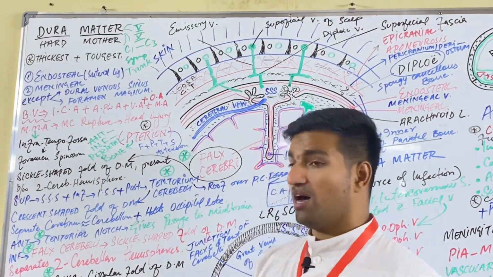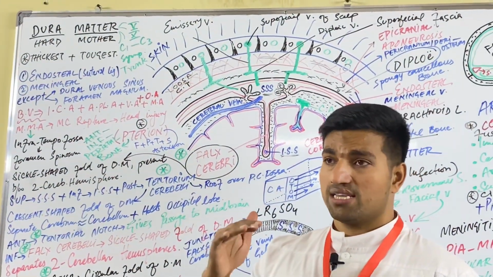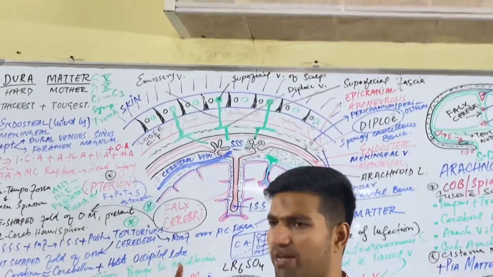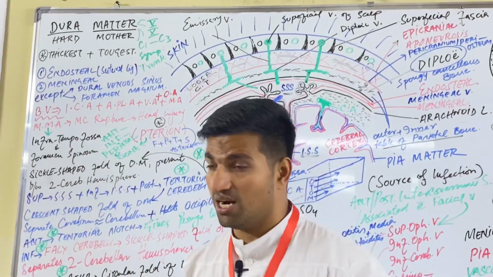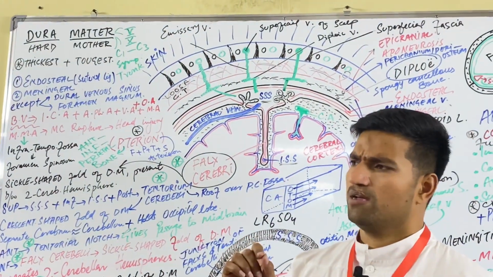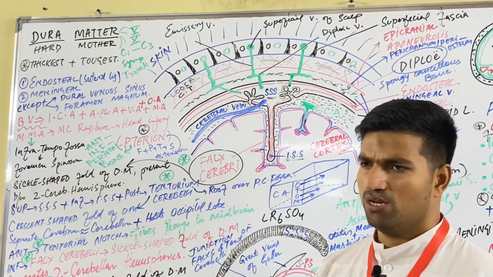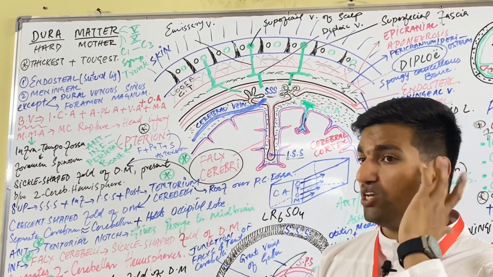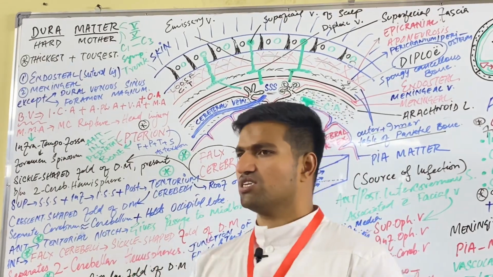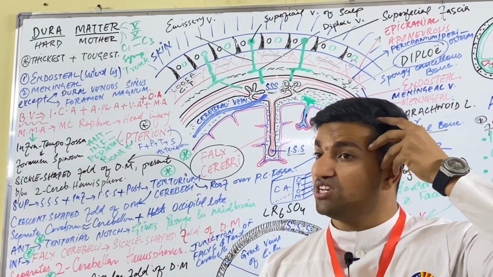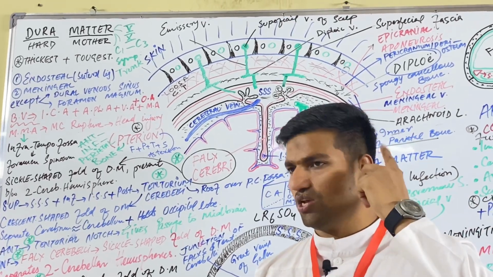Most importantly, a branch of the maxillary artery at the level of the infratemporal fossa, passing through the foramen spinosum, is called the middle meningeal artery. It is the most commonly ruptured artery in head trauma, especially at the pterion. What is the pterion? It is the junction of the frontal bone, parietal bone, temporal bone and sphenoidal bone.